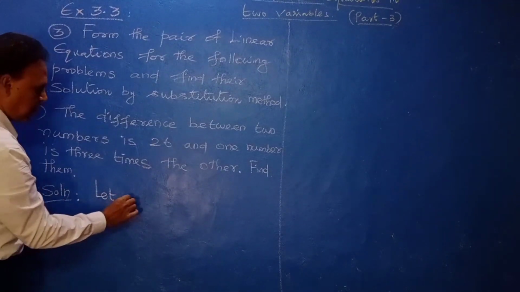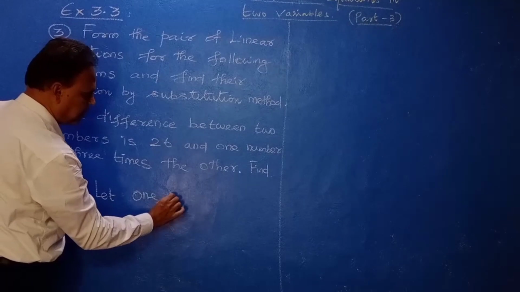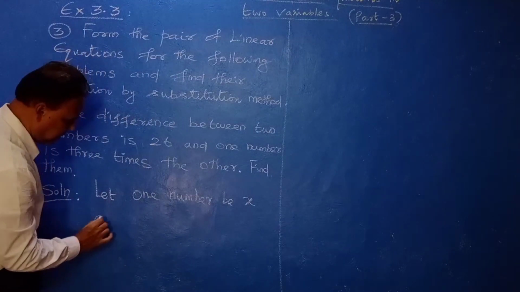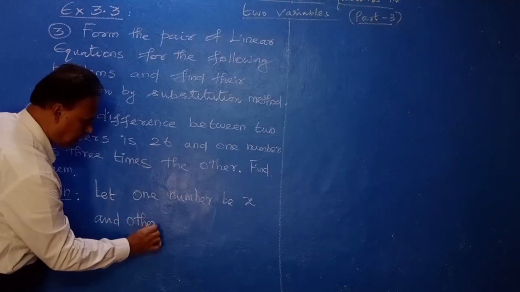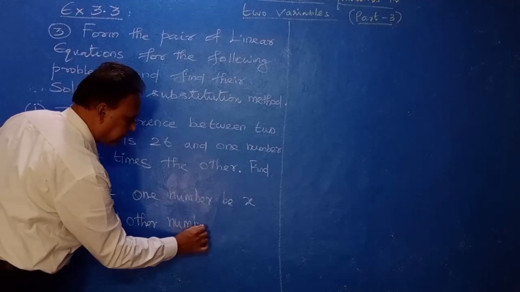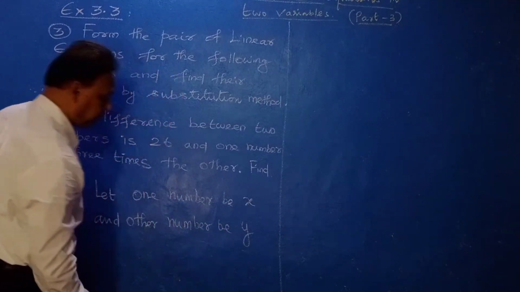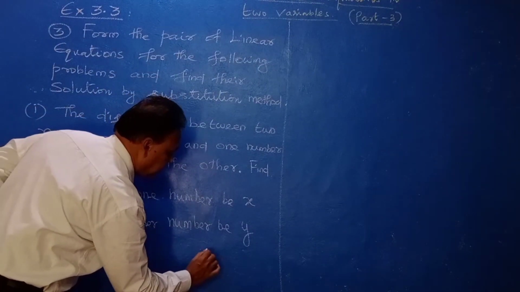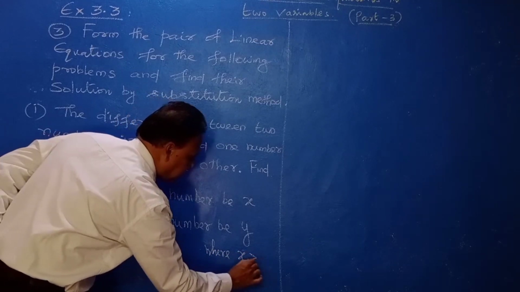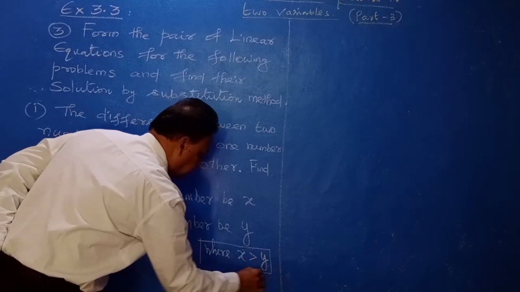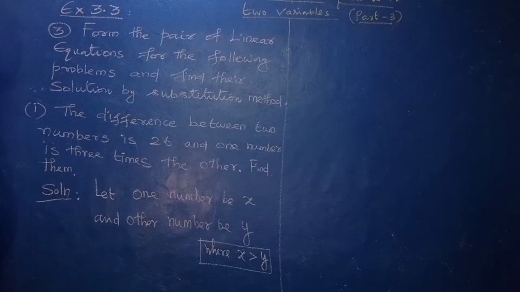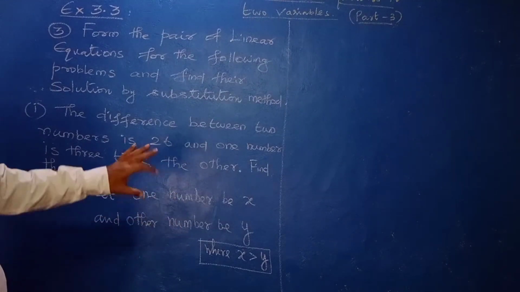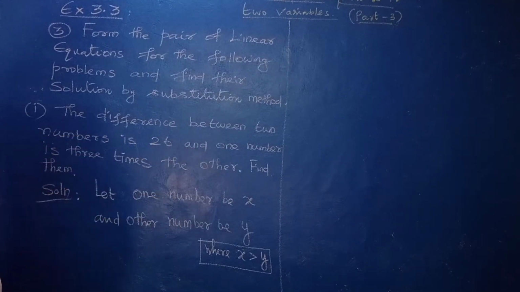Let one number be x and the other number be y. Here I am taking a condition where x is greater than y. You have to assume this condition, where x is greater than y. Then only you can take x as big, y as small.